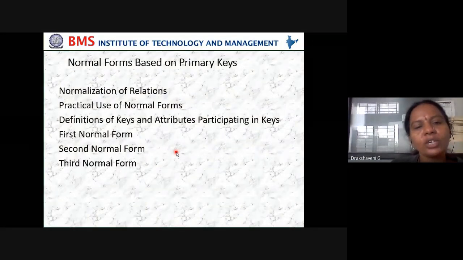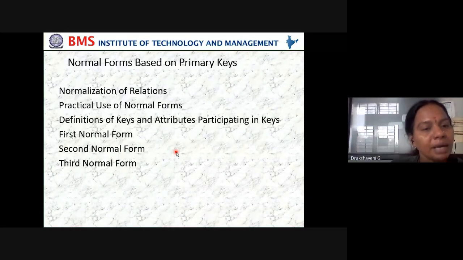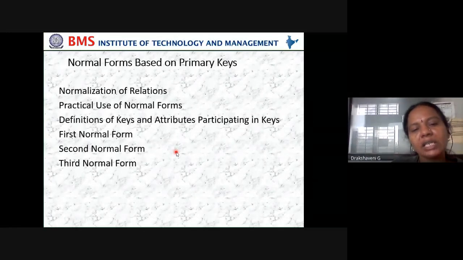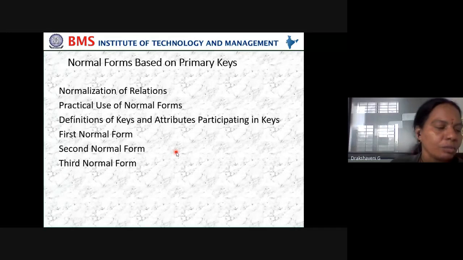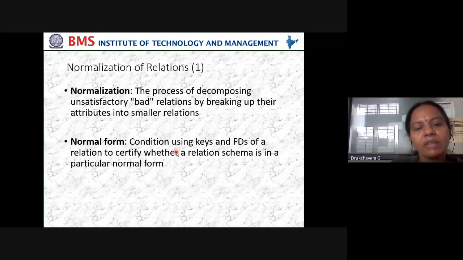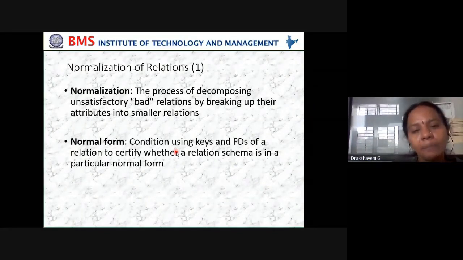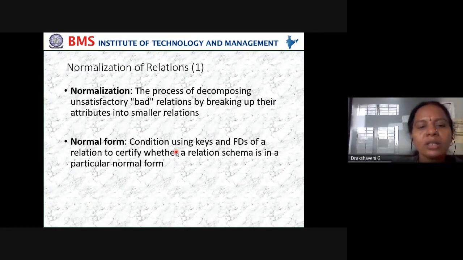So why do we use normalization of a relation? What are the practical uses of normal forms, and what is the definition of keys and the attributes pertaining to the keys? We will be seeing the first normal form, second normal form, and third normal form. What is normalization? When the relation is very bad and the data is not in a good, proper way, then we use normalization to make the relation a smaller one and a good one.